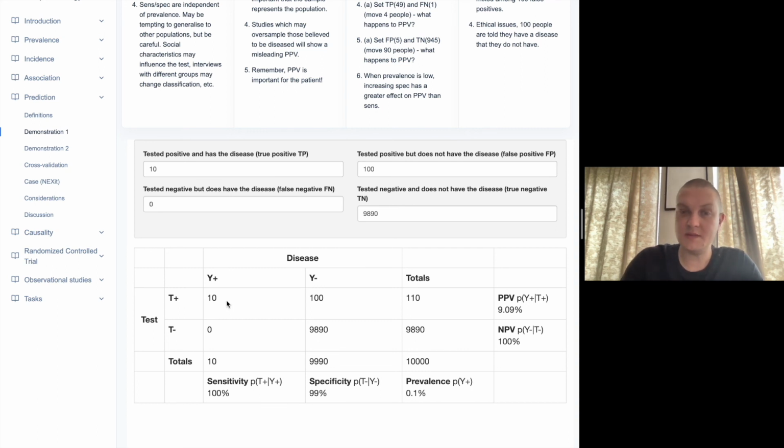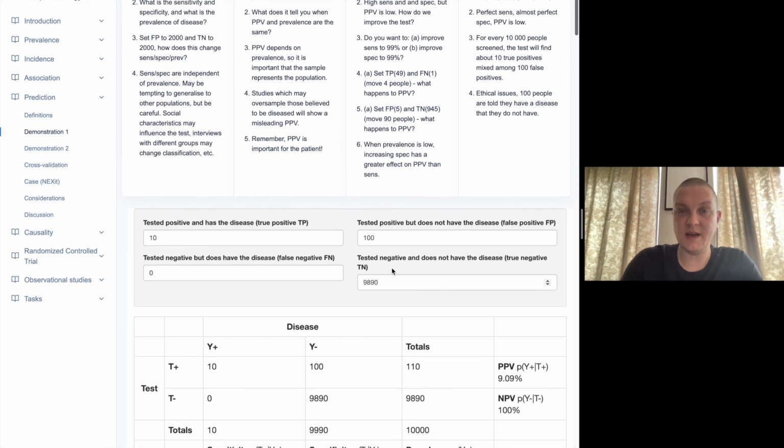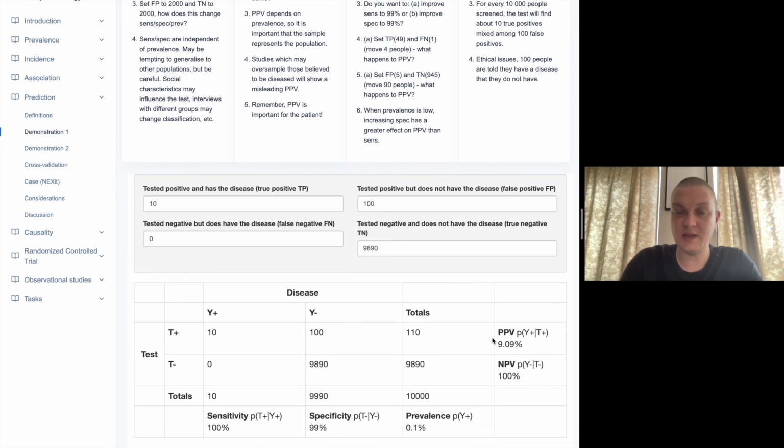Play around with this until you really understand how these numbers and how these metrics are dependent on each other and how you can improve them, and think about what is important in your field of research of these metrics.